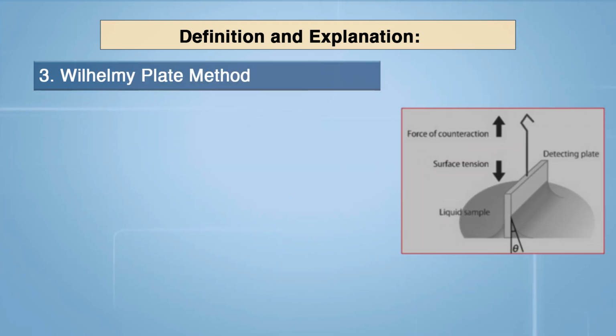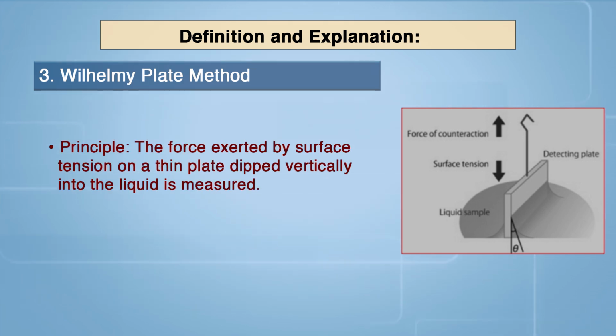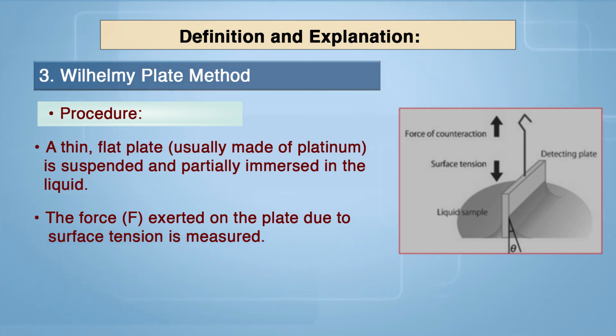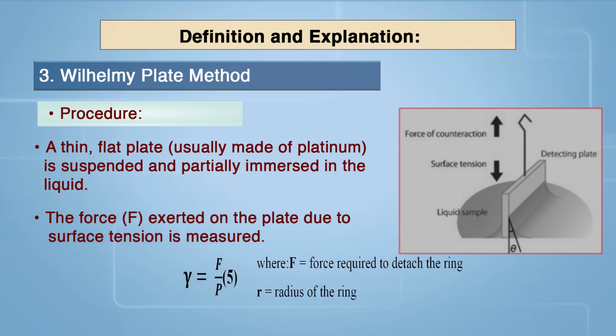Next is Wilhelmy plate method, based on the fact that the force exerted by surface tension on a thin plate dipped vertically into the liquid is measured. Procedure of the method is a thin flat plate usually made up of platinum is suspended and partially immersed in the liquid. The force created on the plate due to surface tension is measured. Surface tension is calculated using the formula gamma is equal to F by P, where F is force exerted on the plate due to surface tension and P is the perimeter of the plate in contact with the liquid.